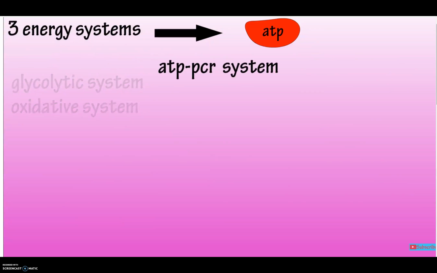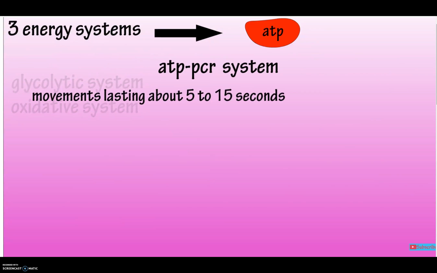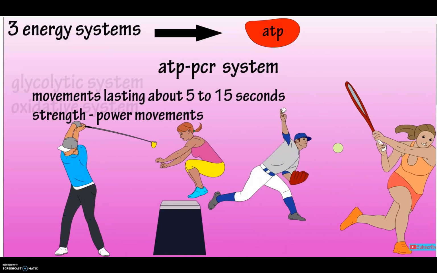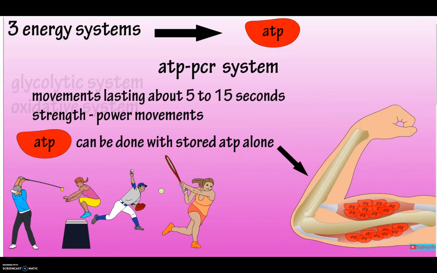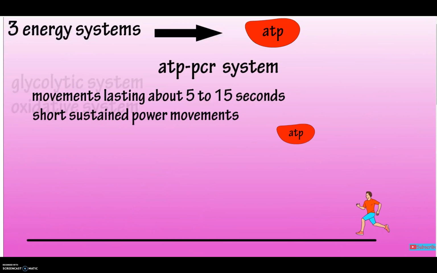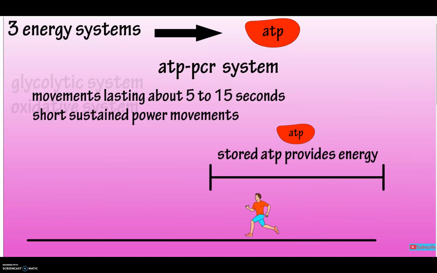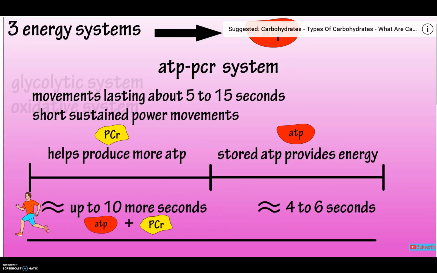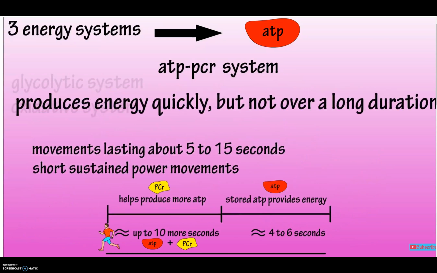The ATP-PCR system is based on movements lasting about 5 to 15 seconds, such as strength power movements like a golf swing, jumps, throwing, or racket serves. These types of quick burst movements can be done with ATP that is stored in the muscles. During short sustained power movements, or any quick bursts such as a short sprint, ATP will provide the energy alone for the first few seconds, with a compound called creatine phosphate, or PCR, buffering the ATP for another few seconds. Like ATP, the amount of PCR is limited, so this system can provide energy for movements up to about 15 seconds in total. This energy system produces ATP very quickly, but not over a long duration.